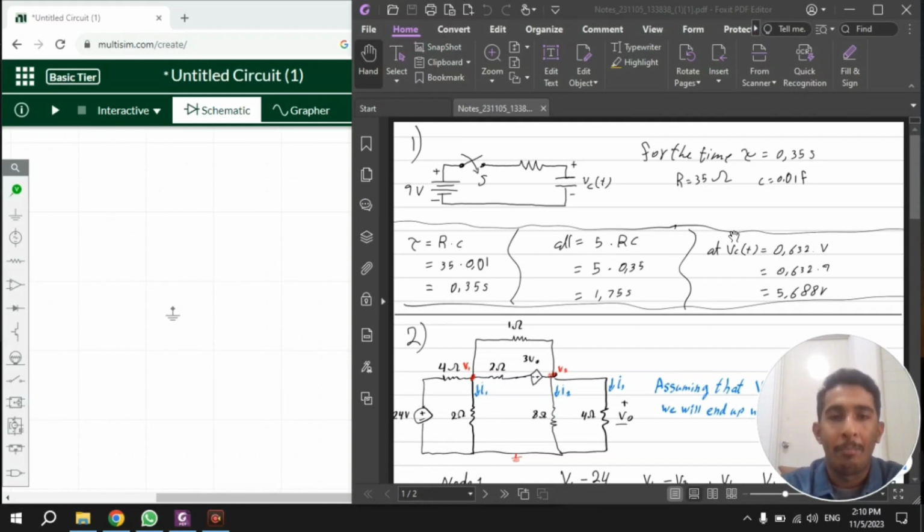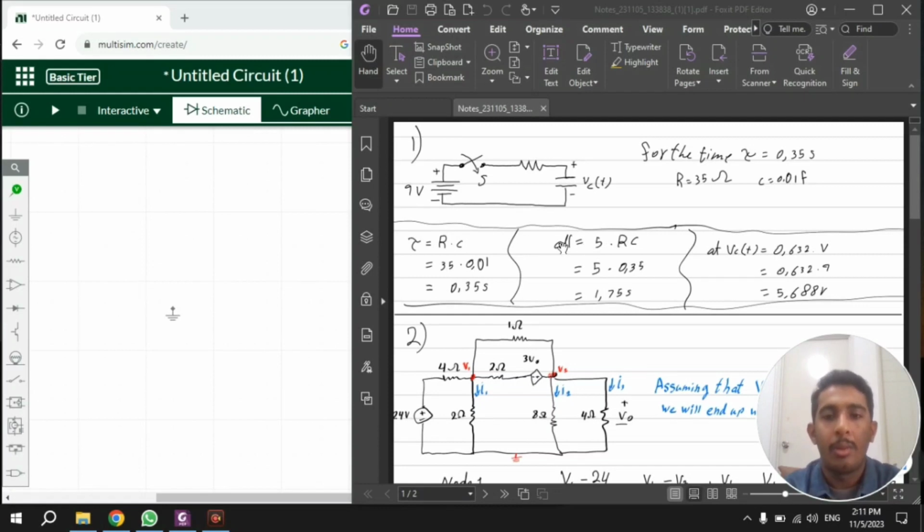So for the first question, we got a series circuit. We have a voltage source with a capacitor and resistor. For the voltage source, we got 9 volts. For the time constant, we got from the question 0.35 seconds. I assume that the resistor will be 35 ohms and the capacitor will be 0.01 farad. So from the equation, the time constant is equal to the resistor multiplied by the capacitor. We will end up with the same time that was asked from the question.